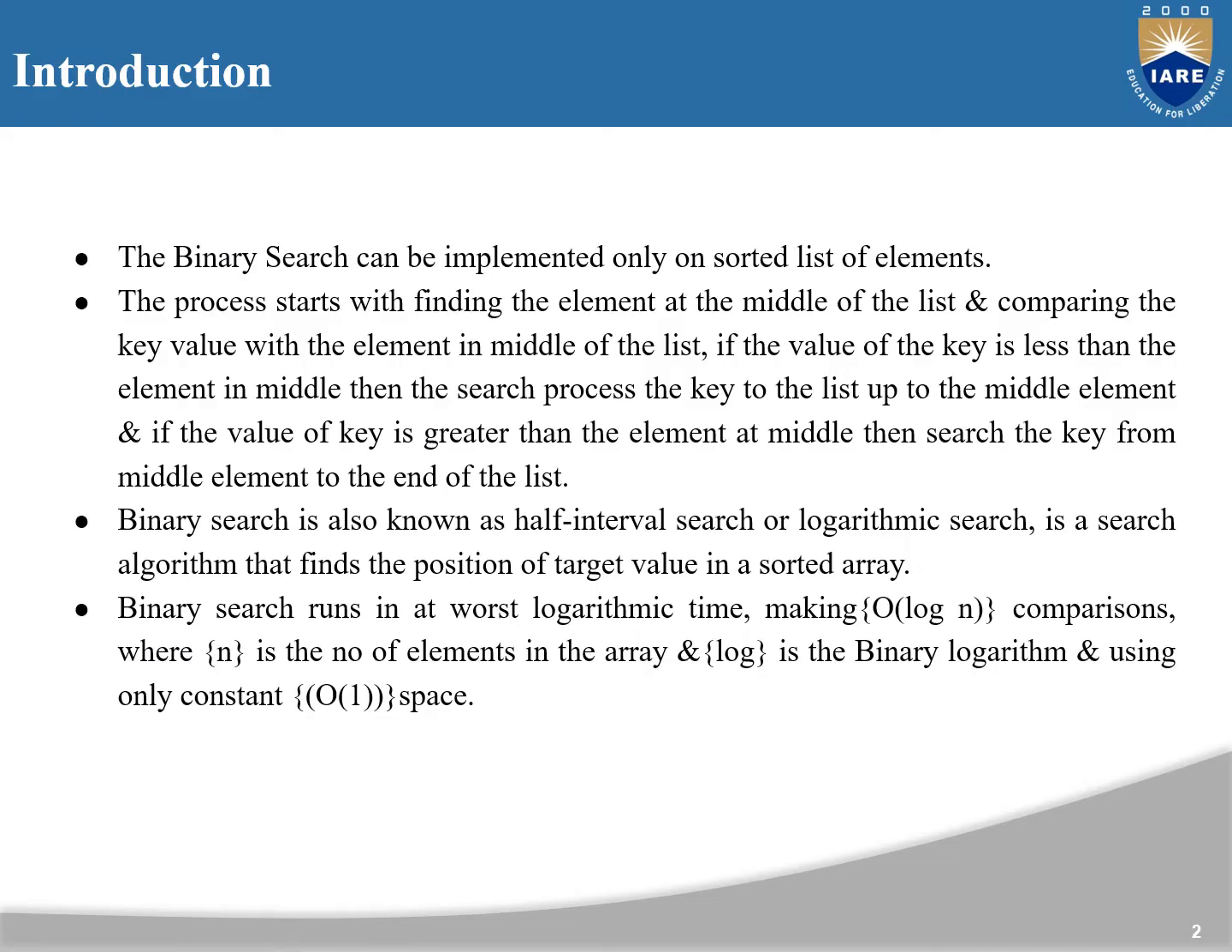Introduction. Binary search can be implemented only on a sorted list of elements. The process starts with finding the element at the middle of the list and comparing the key value with the element in the middle of the list. If the value of the key is less than the element in the middle, then search for the key in the list up to the middle element. And if the value of the key is greater than the element at the middle, then search for the key from the middle element to the end of the list.